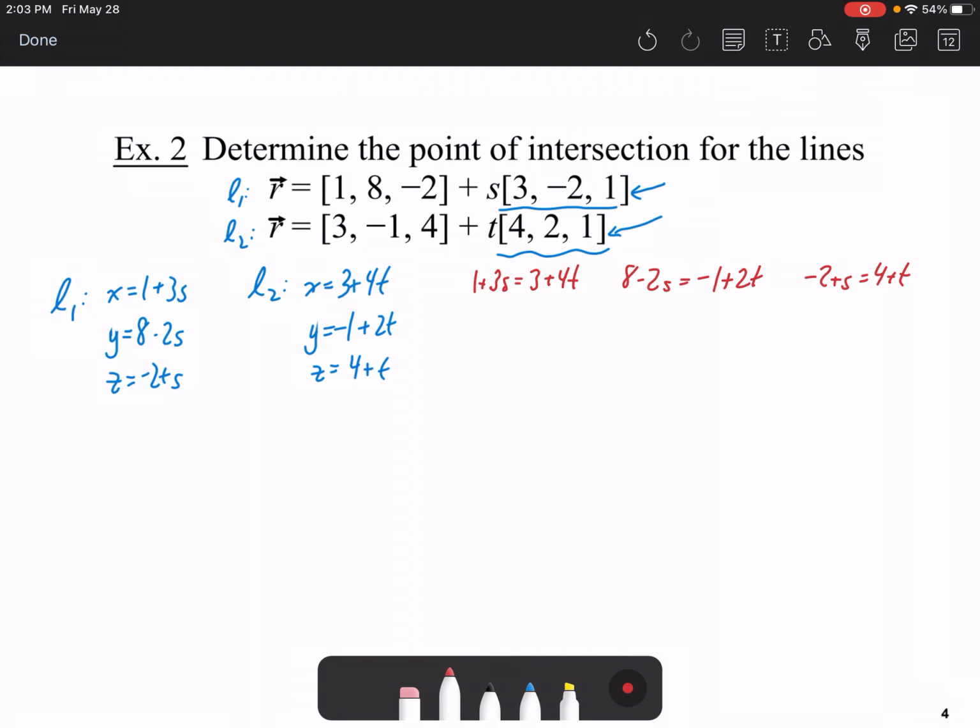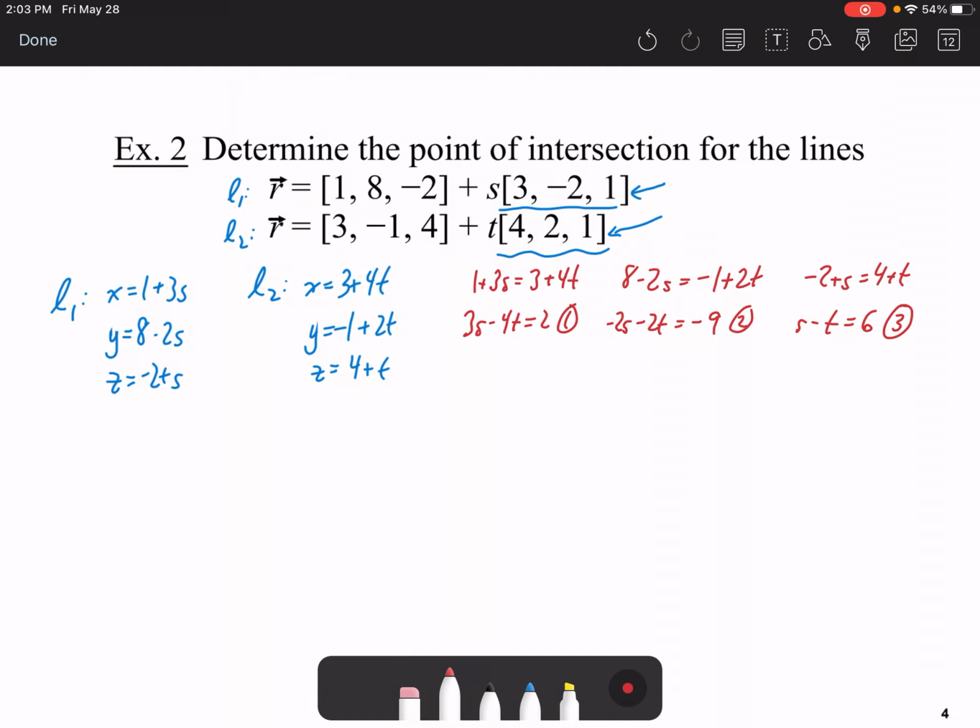I'm going to take these equations and simplify them for myself. And I get 3 different equations, but 2 variables s and t. If there is a point of intersection, the value of s and t is the same for all 3 equations. If there is no point of intersection, then the values of s and t don't exist. They work for two equations, but not the third one.